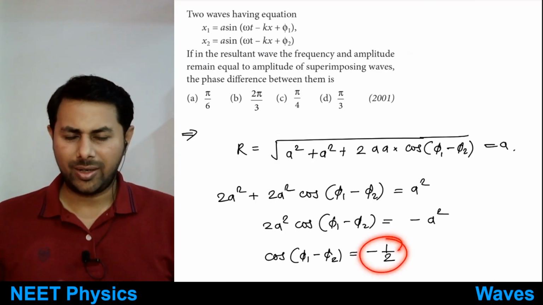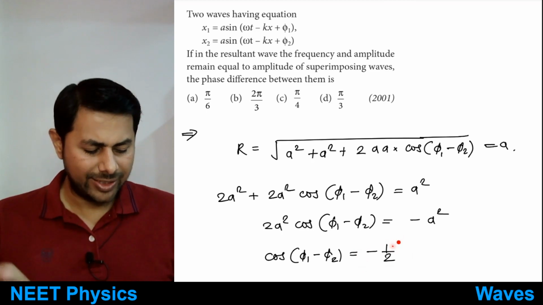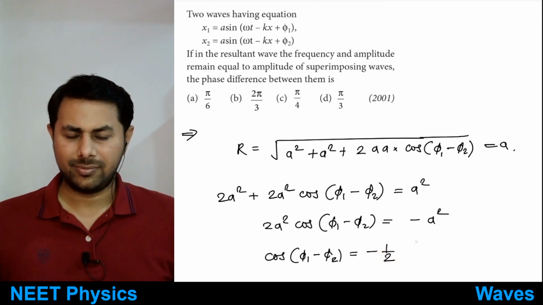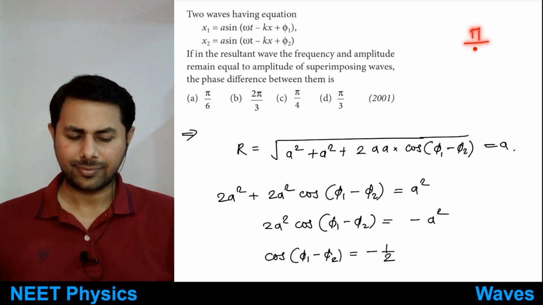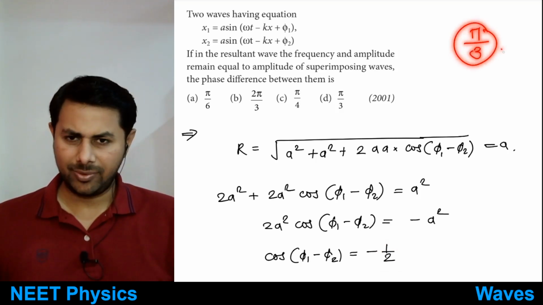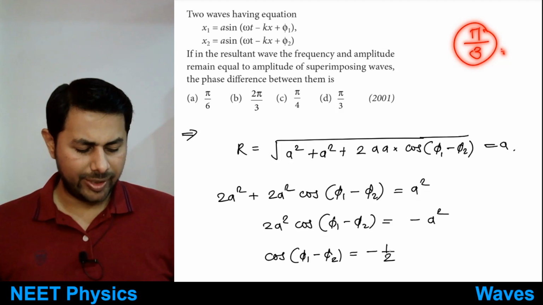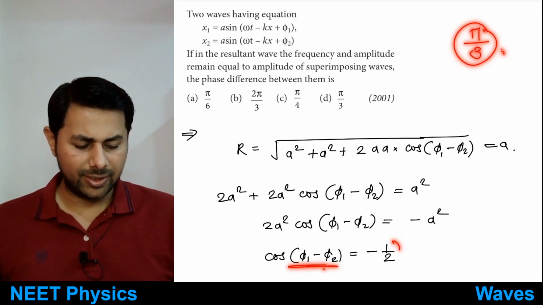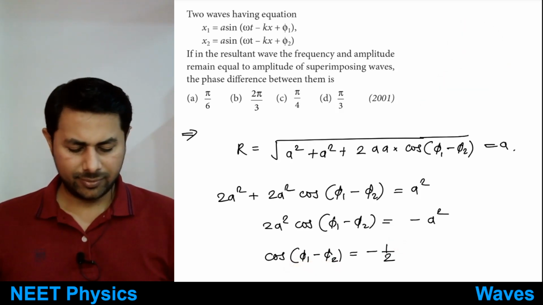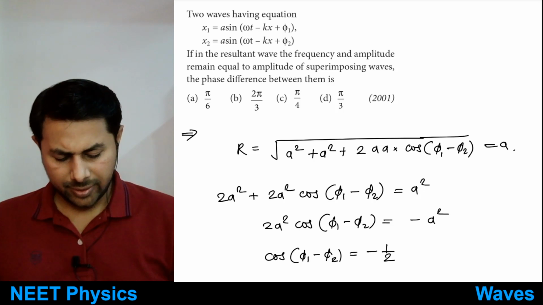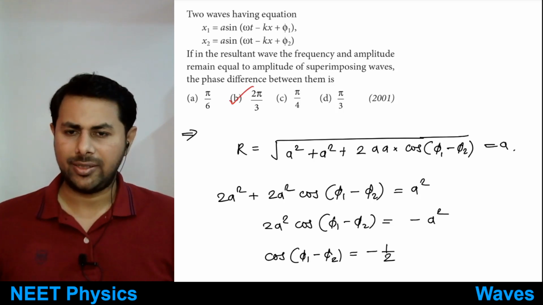Then, if you have cos of which angle is half? Cos 60 is half, right? Cos of pi by 3 is half, and therefore what would be this angle? It is pi minus pi by 3. So it is 2 pi by 3. Okay, so the answer is 2 pi by 3.